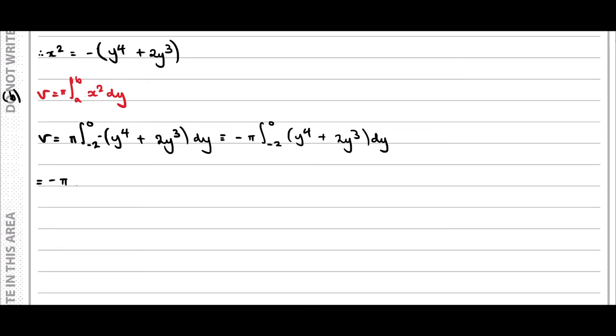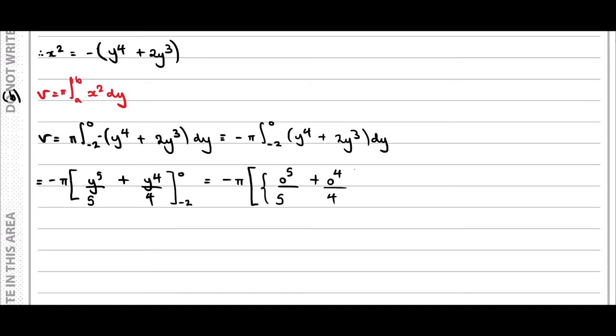So, if we work this out, we have minus pi lots of y to the 5 over 5, and then here we have y to the 4 over 4. And this is in between minus 2 and 0. Now, substituting in, for our upper limit, we have 0 to the 5 over 5 plus 0 to the 4 over 4. For our lower limit, we have minus 2 to the power of 5 over 5 plus minus 2 to the 4 over 4. And if we work this out, we have 8 pi over 5 centimeters cubed.